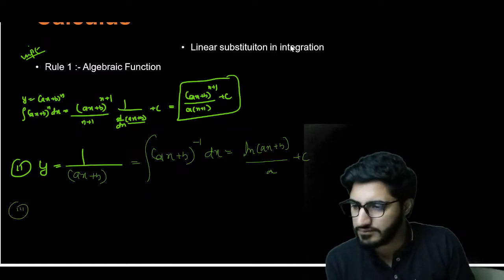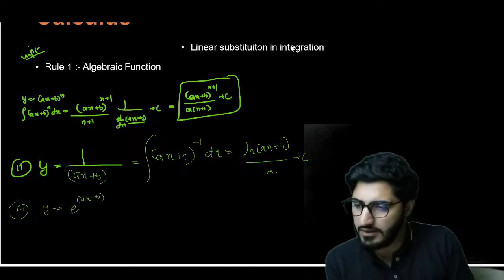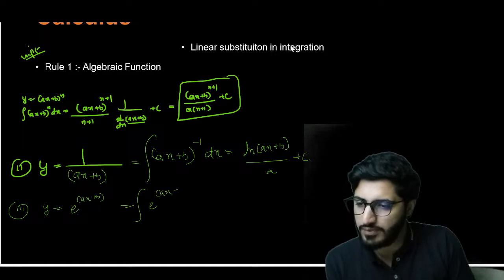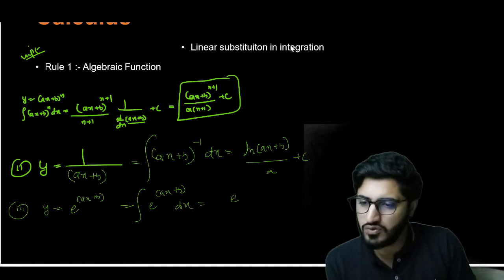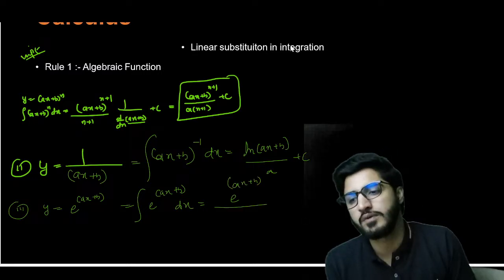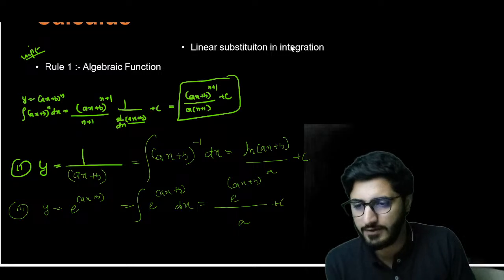Third, if we have an exponential, y equals e power ax plus b, we have to do the integration of e power ax plus b dx. Its integration would be the same e power ax plus b divided by the differentiation of ax plus b, that is a only, plus c.